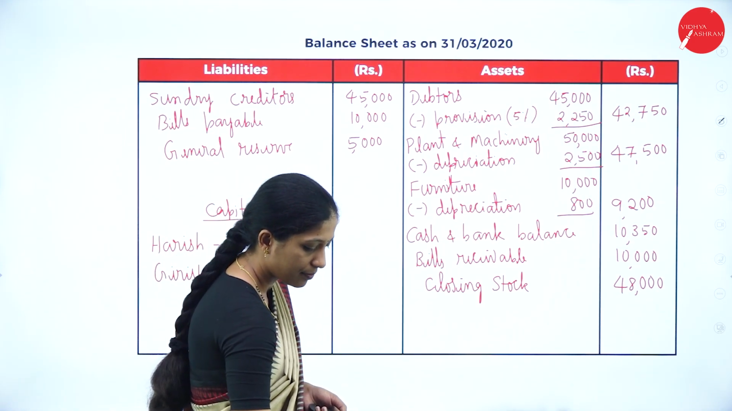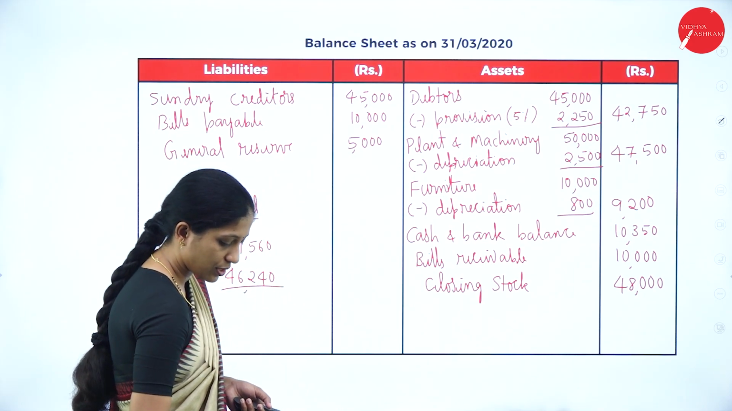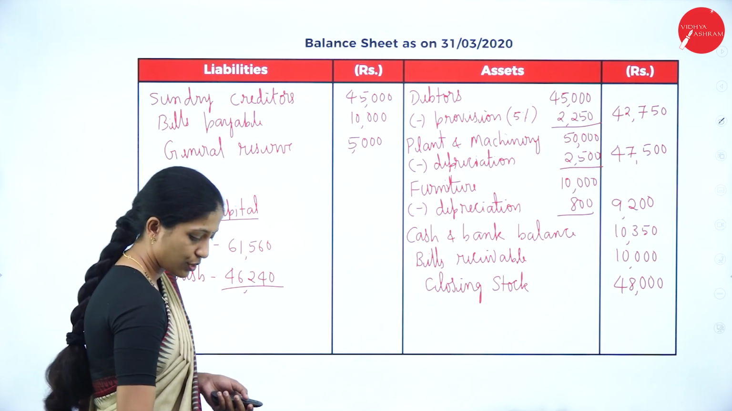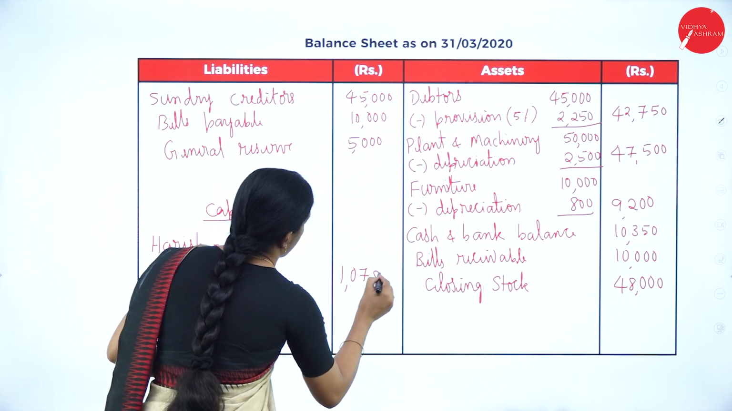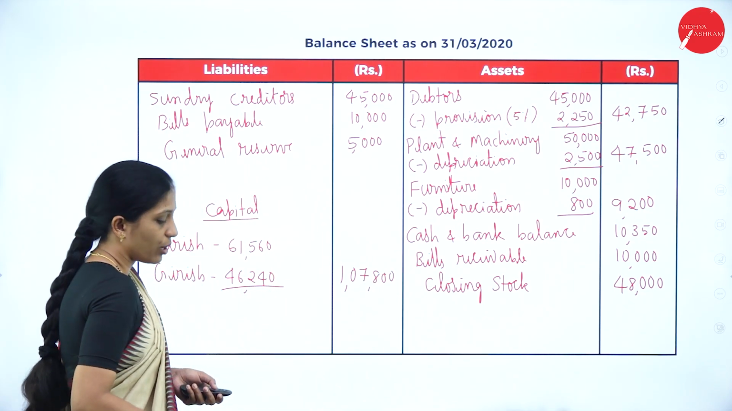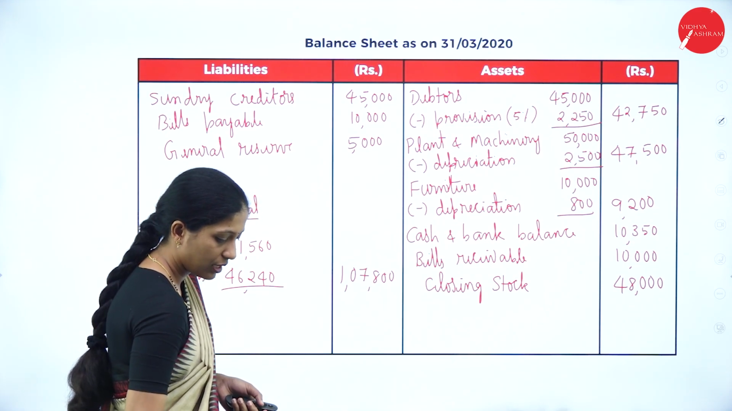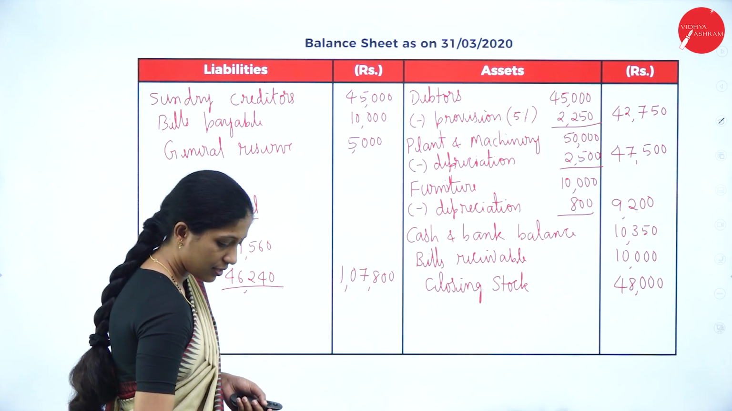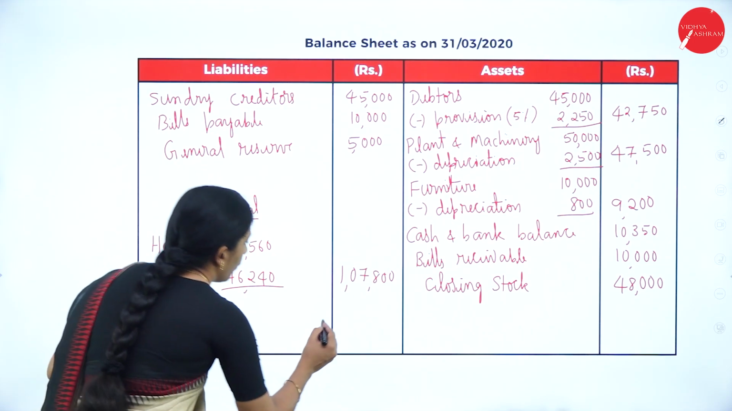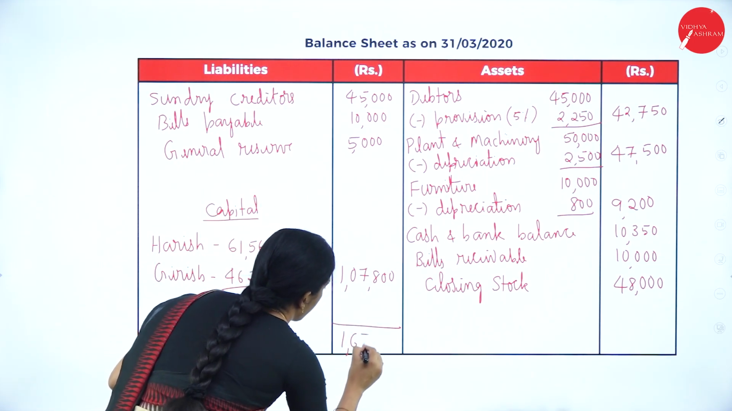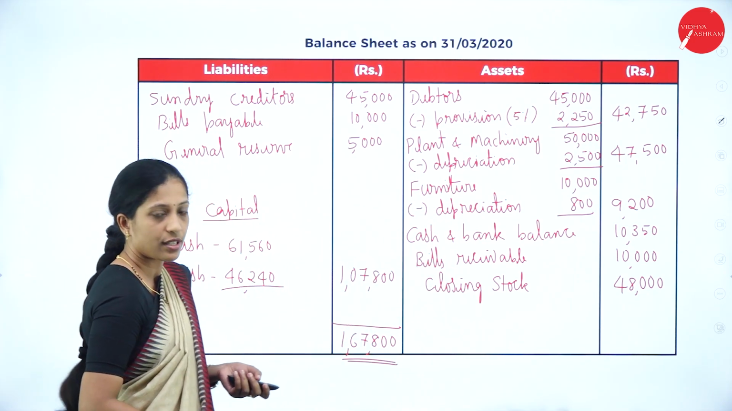So when you total this, 61,560 plus 46,240, this will be 1,07,800 as capital. Now let us count all the liabilities. 1,07,800 plus 45,000 plus 10,000 plus 5,000. So overall it will be 1,67,800. Now let us see the assets.